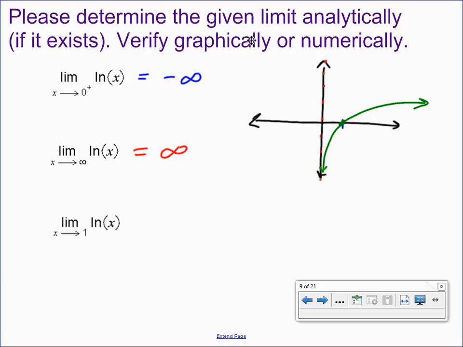And the limit of ln x as x goes to 1, recall, we need to consider both the left-hand and the right-hand side. But as we know from function behavior here, the function is defined at x equals 1, and the y value produced is 0. Furthermore, the left-hand limit matches the right-hand limit. So my analytic answer would go right to 0.